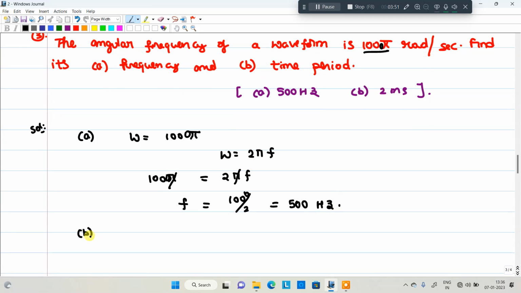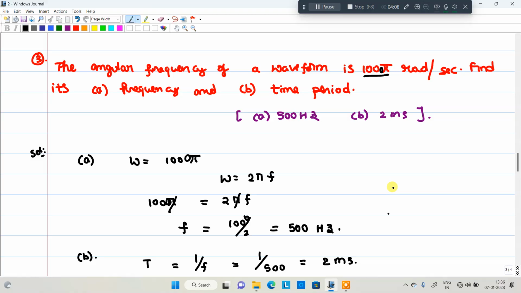Coming to the second, B. In the second bit, you need to find out the time period. T is equal to 1 by f. So 1 by 500 will be equivalent to 2 milliseconds. Okay. So this is the third problem solution.